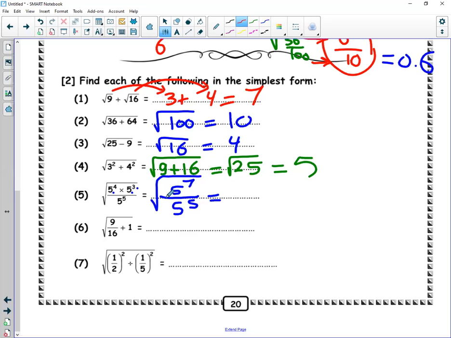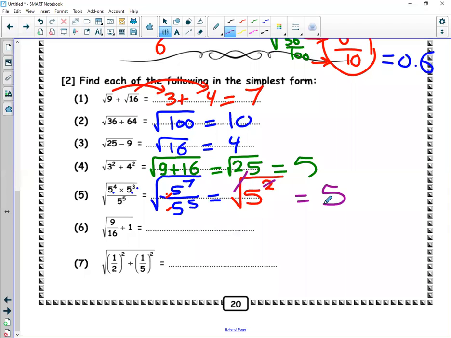When we have the same base, we subtract the powers. 7 minus 5 equals 2, under the square root. And all of us know that power 2 will cancel with the square root. So the answer will be equal to 5.